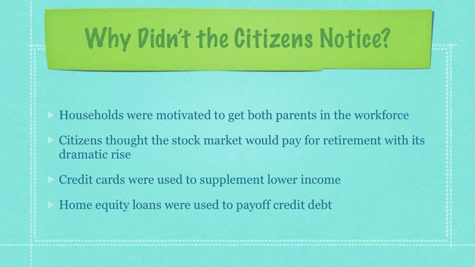Well, households were heavily motivated to get both parents into the workforce. Citizens thought the stock market would pay for retirement with its dramatic rise. I provide a link to a tutorial on the truth behind the stock market if you'd like to watch that. Credit cards were used to supplement lower income, and then home equity loans were used to pay off credit card debt. Most Americans are underwater with their mortgage, and a numerous number of them actually owe over 300% of the actual value of their home.